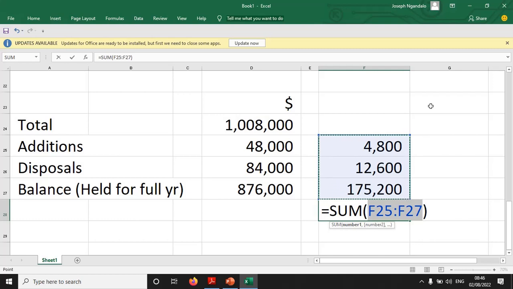Mr. Elijah, how much did you find? 192,600. 192,600. Others? Same?